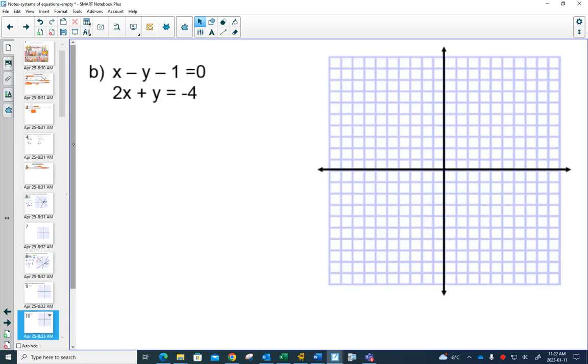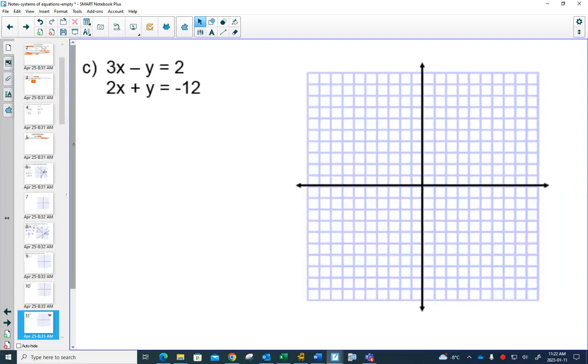If you solve A, try B. Again, take 3 seconds to see if you can figure it out by guessing, and then graph it. If you figure out B, try C. Again, see if you can guess first what works.